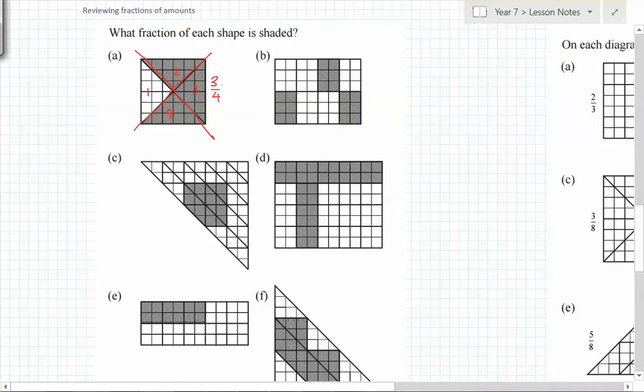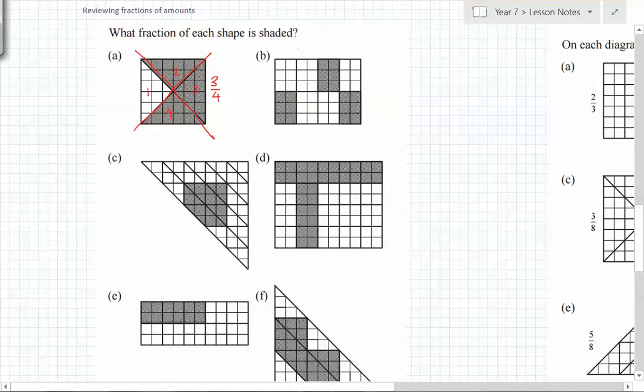So the thing is, there are lots of different ways. We could look at how many little squares there are. But we can also just identify that it's been split into 4 bigger groups. So 4 big sections, 3 of those sections have been shaded.